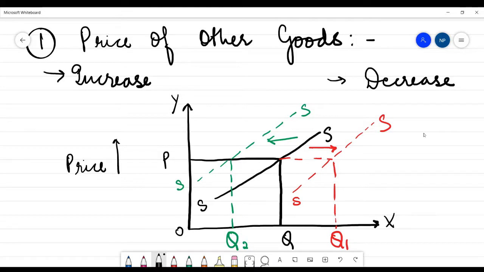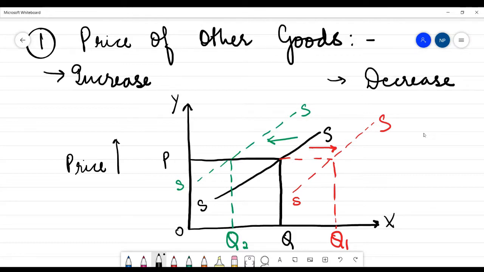Now, let us discuss the effect on the supply curve due to changes in other factors. Other factors we have covered in the supply function, where the individual supply function and market supply function are affected by all factors. For example, price of other goods, state of technology, taxation policies, and means of transportation and communication. All these things are included in other factors.